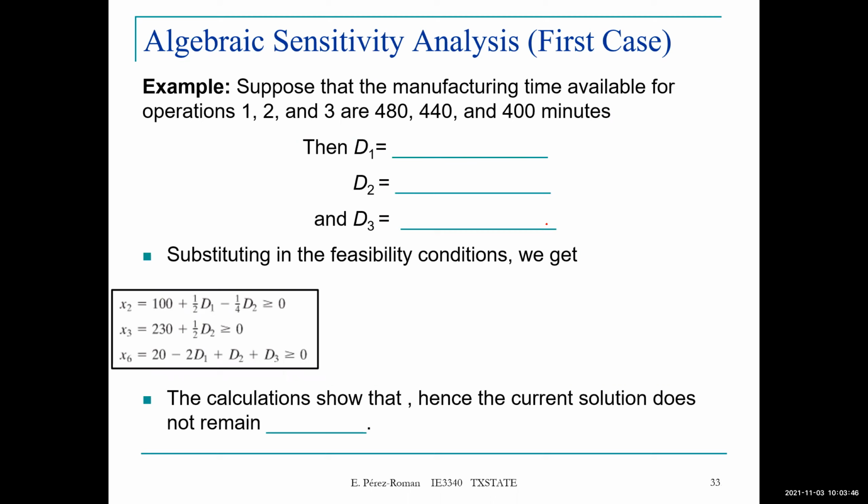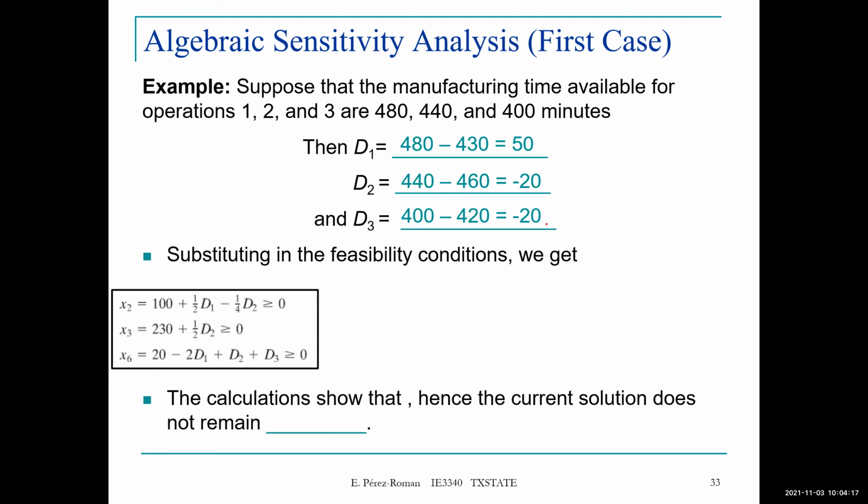So if I look at the values for D1, D2, and D3 for these three cases, this is going from 480 to 430. So I'm increasing this by 50 units. This is going from 440 to 460. So I'm decreasing this by 20 units. And this is going from 420 to 400. So I'm decreasing this by 20 units.